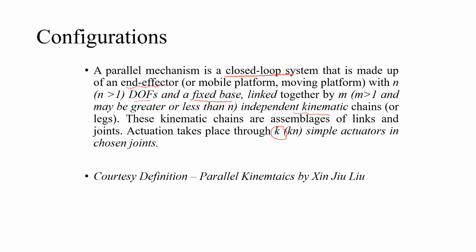So let us remember the variables k, m, and n. k here is the number of actuators, and m refers to the independent kinematic chains or legs, and n refers to the degrees of freedom. So you can have different configurations depending upon these three variables. Let us see how.